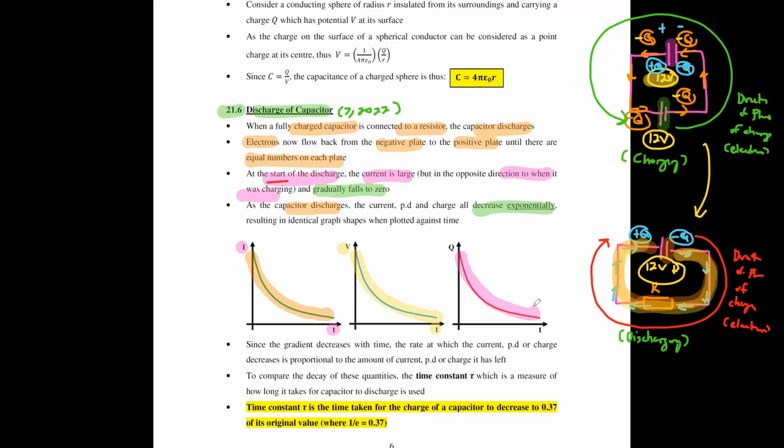very closely related. If you recall the definition of current, current is defined as rate of flow of charge, such that I is proportional to Q. So if your I versus t has this graph shape, it follows that Q versus t must also have the same graph shape. Okay, so because it follows an exponential decay curve, you notice that the gradient decreases with time, hence the rate at which current, PD or charge decreases is proportional to the amount of current, PD or charge that it has left.